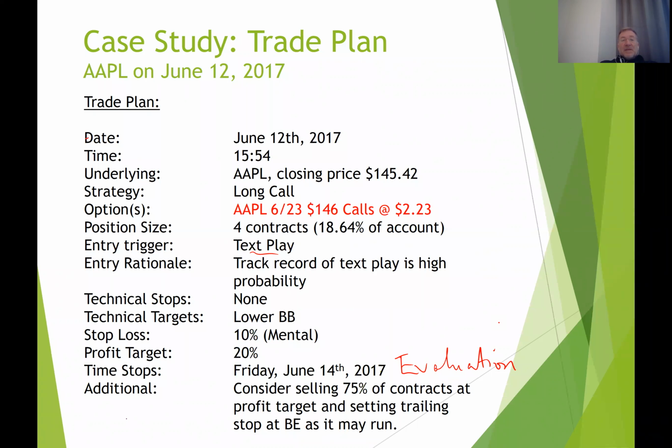Okay, so this is a trade plan for a text play. It's a template, but every time I go into a text play, I print this up and it goes up on my wall, among my other 2 to 4 trades that I have going on, and then I know what I'm in. Okay, any questions at this point?